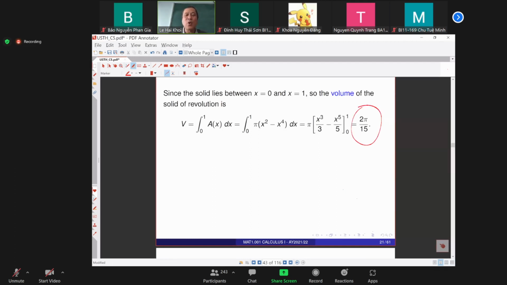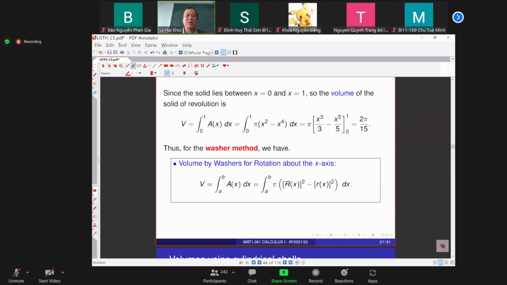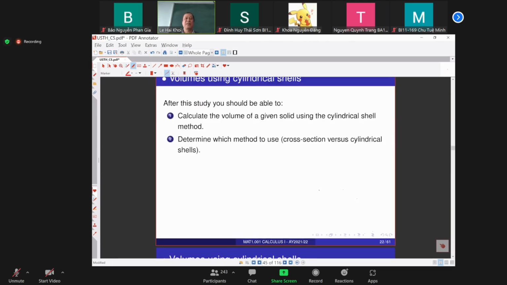So this is the washer method because you have concentric circles. So here the answer by washer rotation means that you have two concentric discs, the bigger disc area, the smaller disc area, subtract, you get the area of the cross section and take the integral. Okay, so that's the thing.